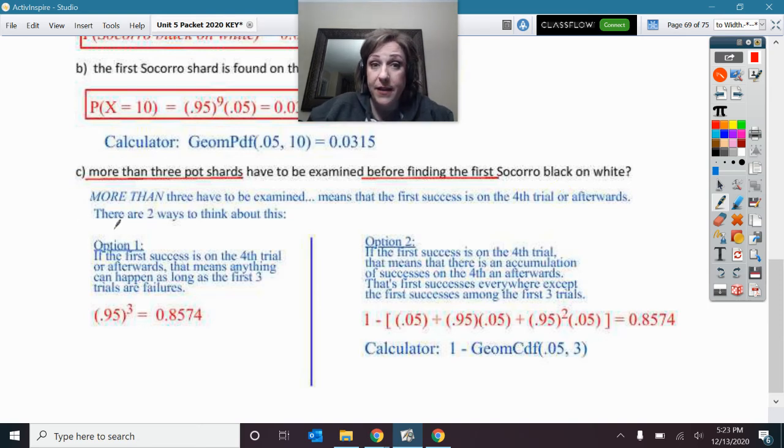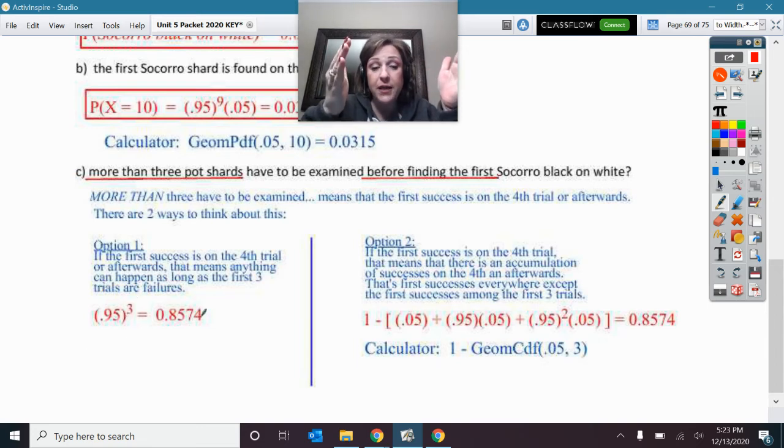So there's 2 ways to think about this. Option 1, you can think, okay, in order for the 4th trial to be the first time you have a success, what's that saying? Well, it just says the first 3 are failures. So you could do 0.95 to the 3rd power to get your probability.